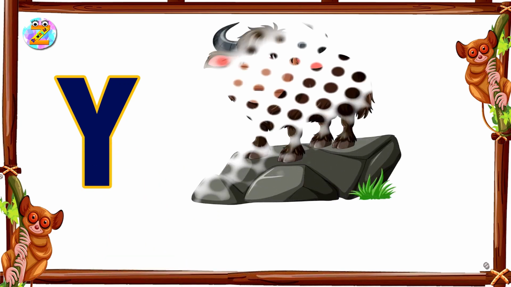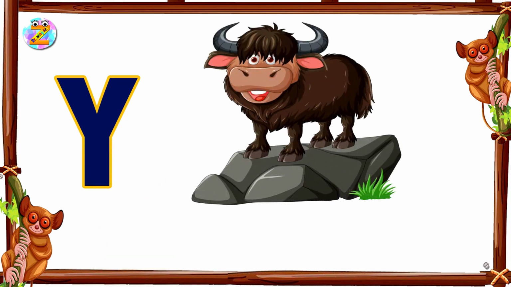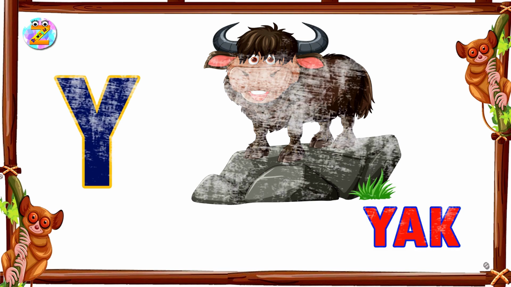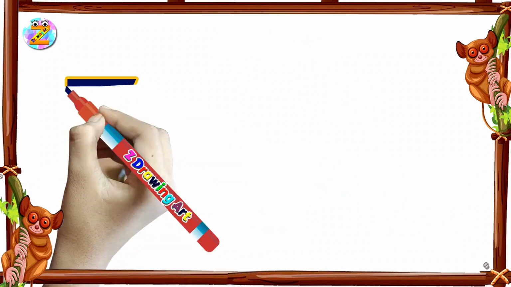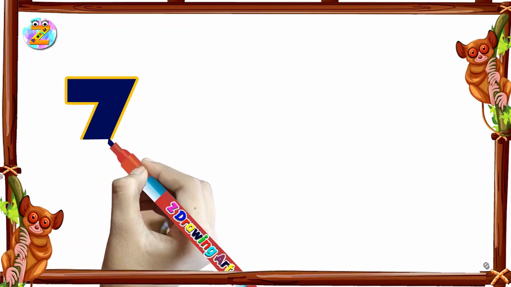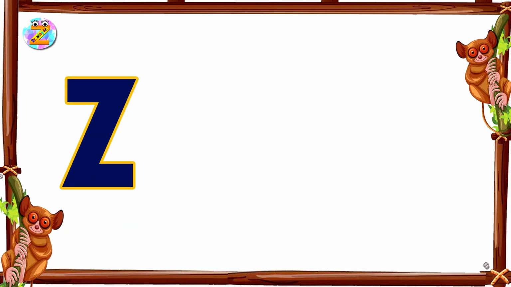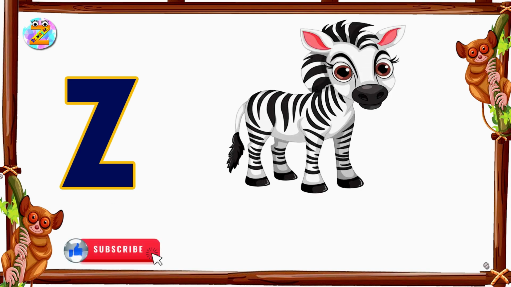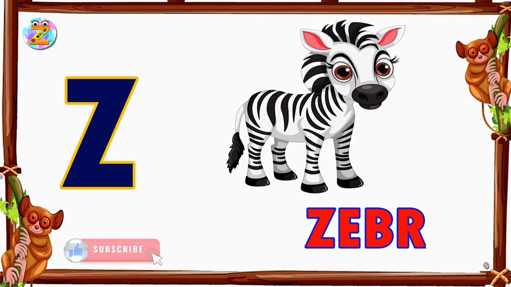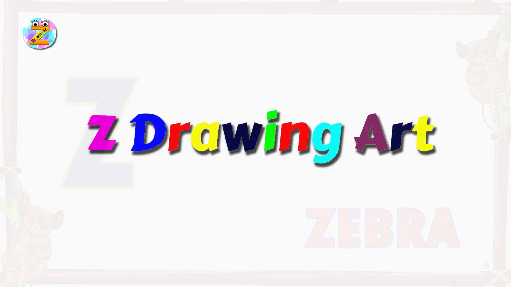Y. Y for yak. Spelling Y A K. Y for yak. Z. Z for zebra. Spelling Z E B R A. Z for zebra.